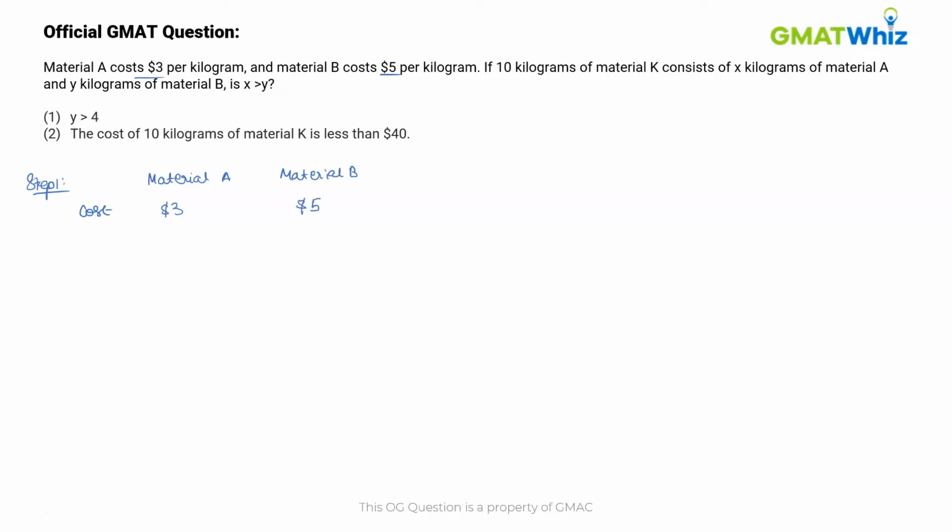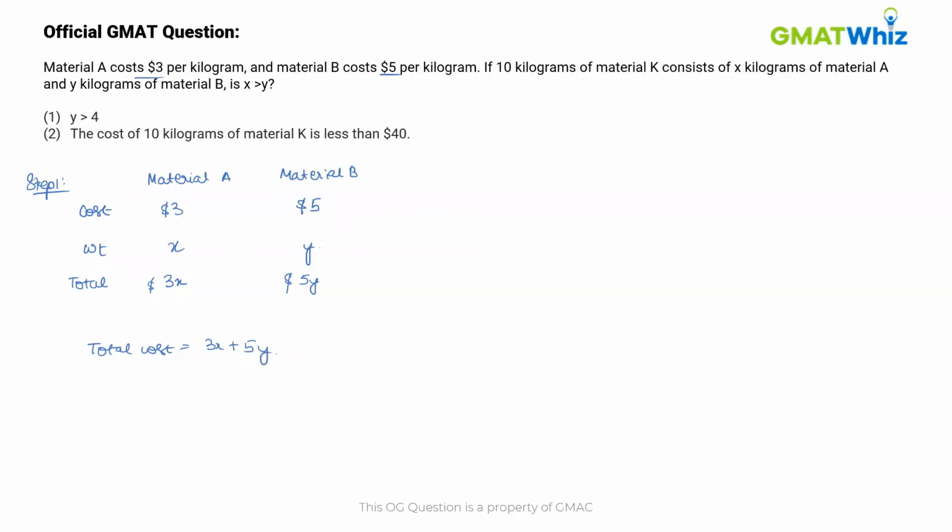So, we have the cost of material A to be $3 and the cost of material B to be $5. We are given that the material K consists of x kilograms of A and y kilograms of B. So we can find that the total cost of material A would be $3x and the total cost of material B would be $5y.